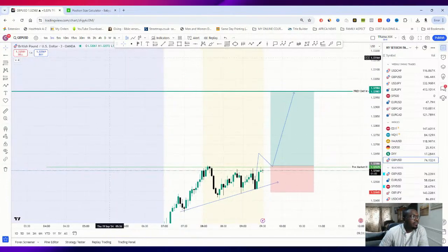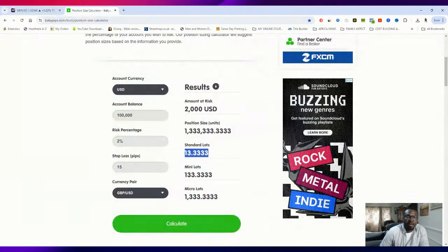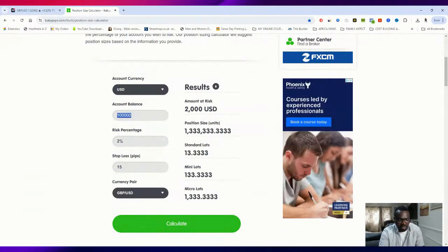So just wait for it. It depends on your account size. If you're trading $1,000, definitely you're risking 2% on that, or you could risk 5% on that. I'll challenge you to risk 5% on a $1,000 account. So you can only lose $50. If you lose $50, you're done for the day. Anything higher than that is too risky on a $1,000 account.